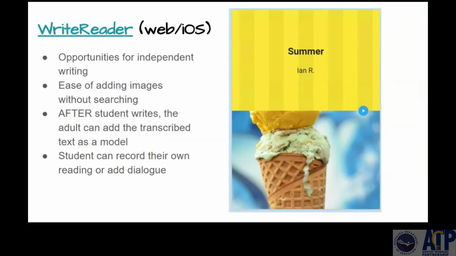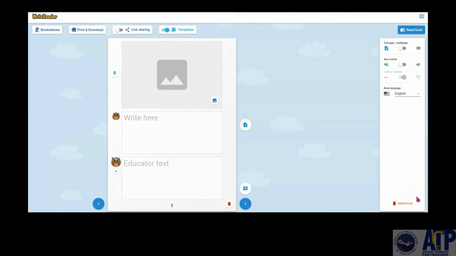We also need to provide students with the opportunity and the tools to enable them to engage in independent writing. So we're going to take a look at a web-based and iOS-based app called WriteReader. It provides ease of adding images. After the student writes, the adult can add the transcribed text as a model, and students can record their own reading or add dialogue. This is WriteReader on the web.